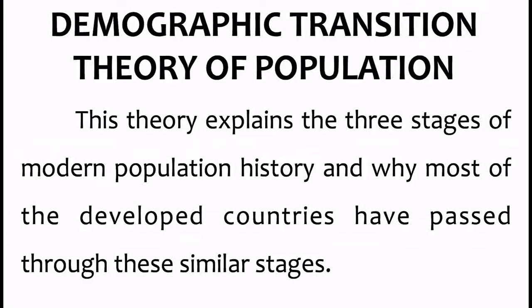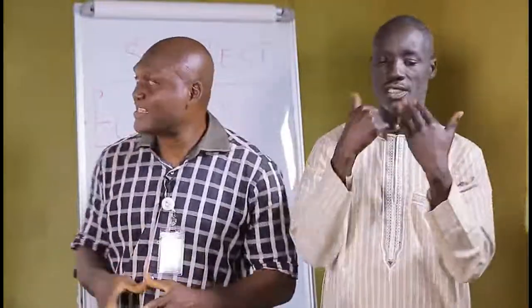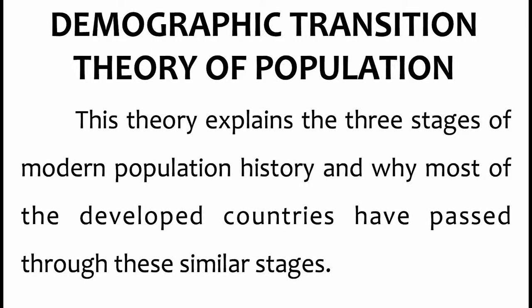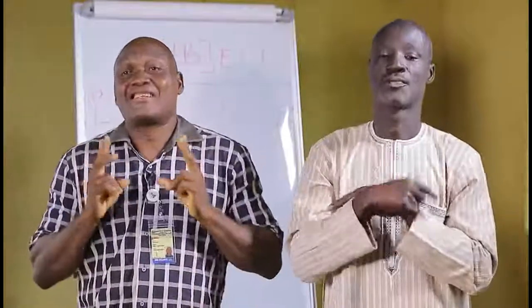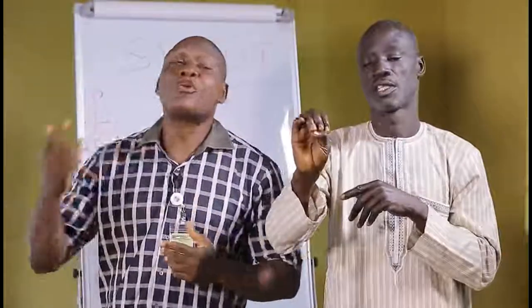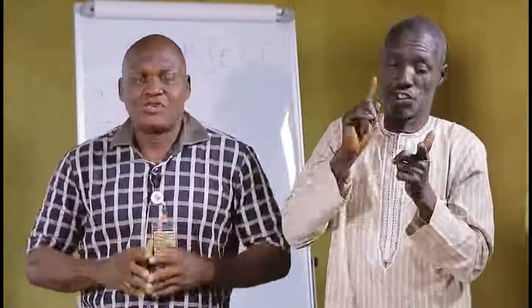Let us look at the demographic transition theory. Demographic transition theory of population. This demographic transition theory is another important theory. It has 3 stages. This theory explains the 3 stages of modern population history, and why most of the developed countries have passed through these similar stages. So it's trying to tell us that in modern population history, there are 3 stages. And all these developed countries of the world, they all passed through these 3 stages to where they are today.